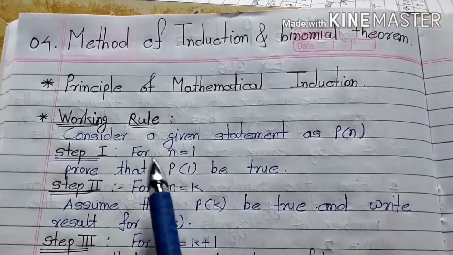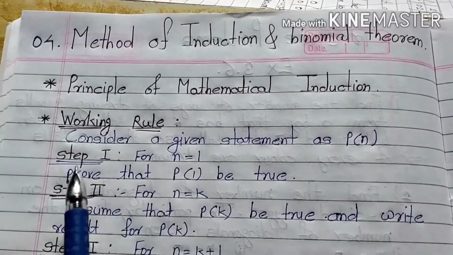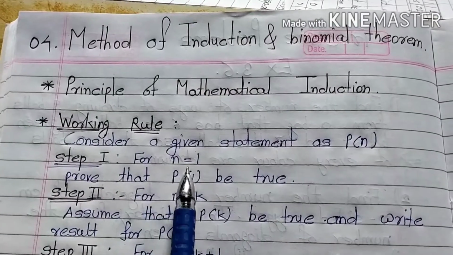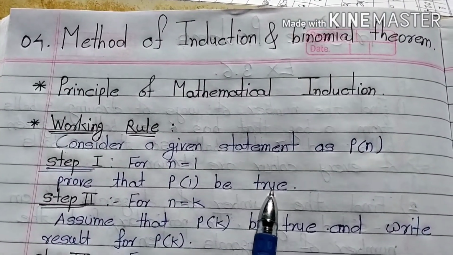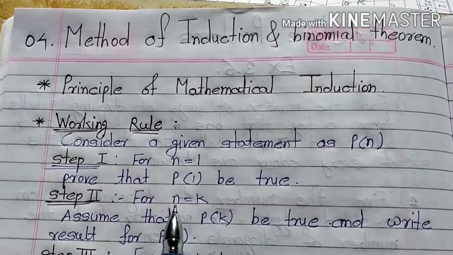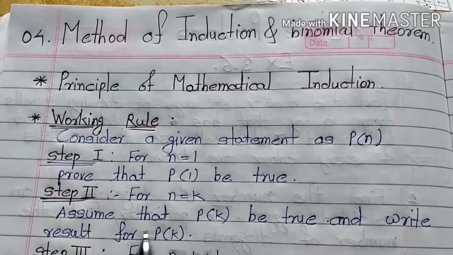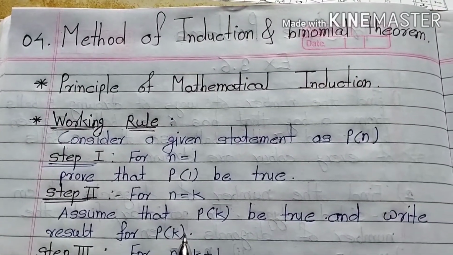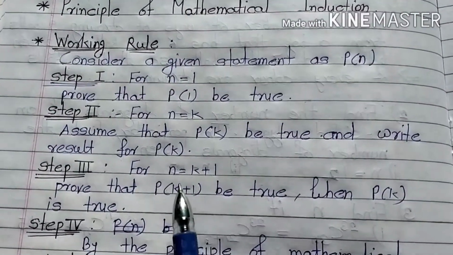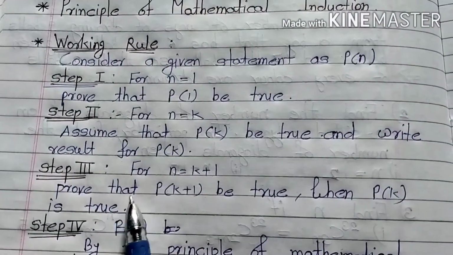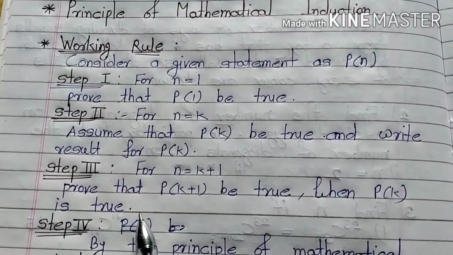So first, consider a given statement as Pn. Now step first, for n equal to 1, prove that P of 1 be true. Step second, for n equal to k, assume that P of k be true and write the result for P of k. Now in step third, for n equal to k plus 1, prove that P of k plus 1 be true when P of k is true.